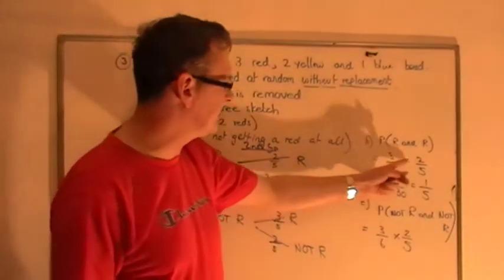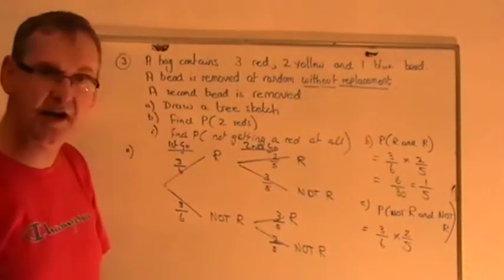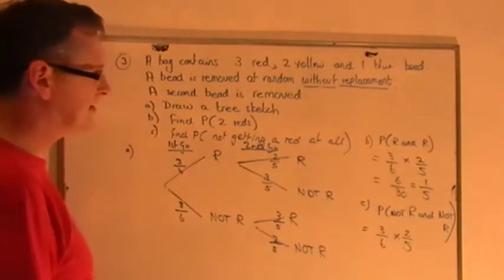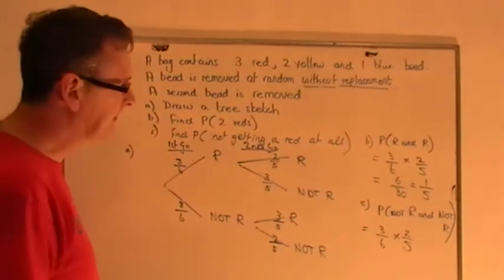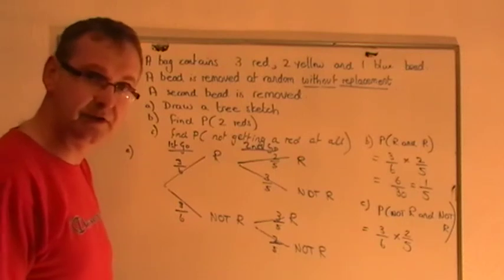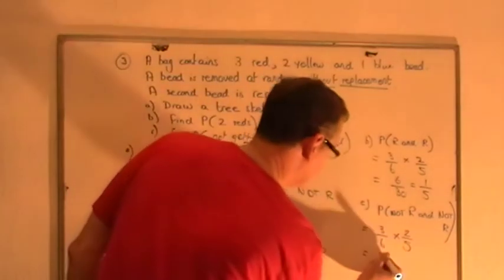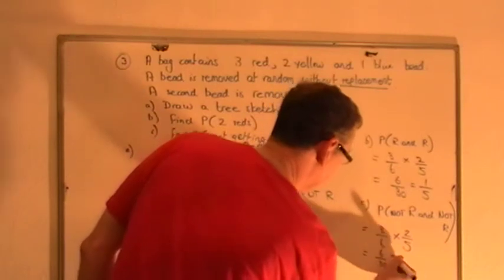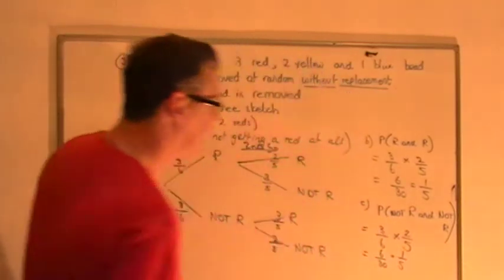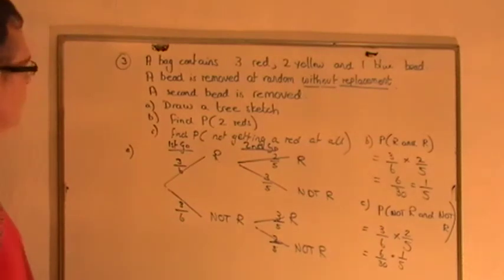So that's exactly the same calculation as you did for red and red a minute ago. So the chances of you getting 2 reds is exactly the same as the chances of not getting a red at all. So that's going to give you 6/30 again, which cancels to 1/5 again. And there you go, that's the end of this question.